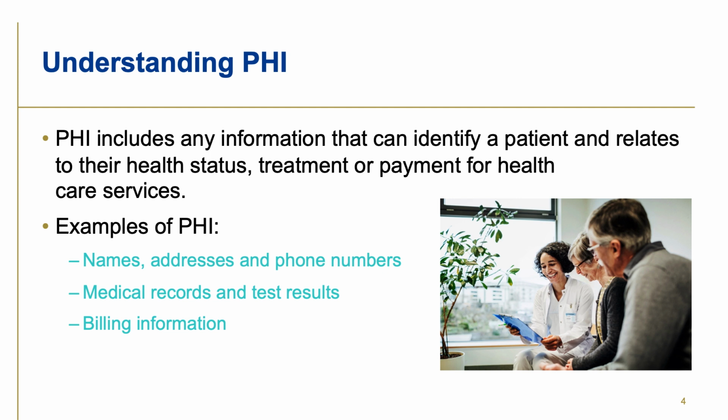Protected health information, or PHI, refers to any information that can identify a patient and relates to their health, treatment, or payment for healthcare services. This includes names, addresses, medical records, and even spoken conversations about a patient's care. PHI can exist in electronic, paper, or oral form, and it's our responsibility to protect it in all formats.